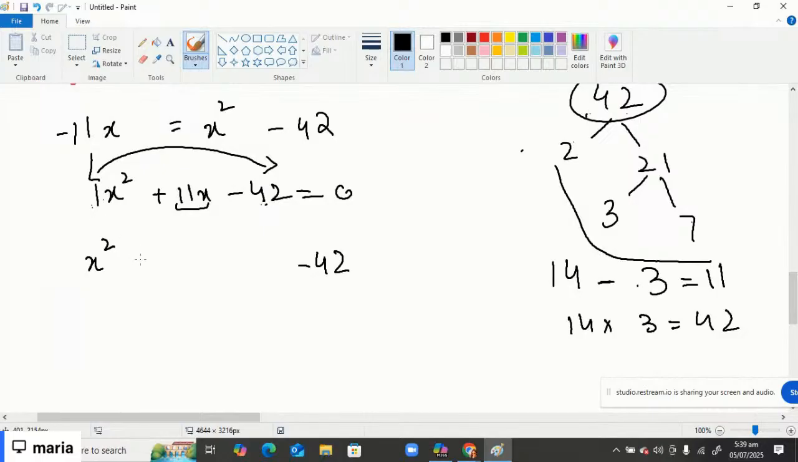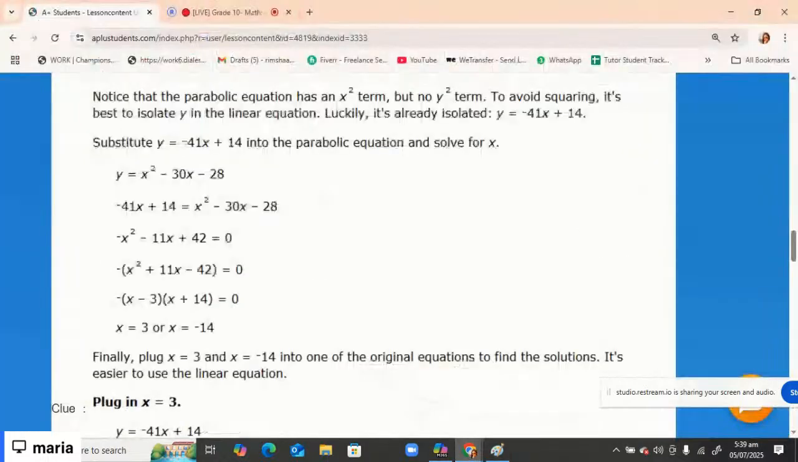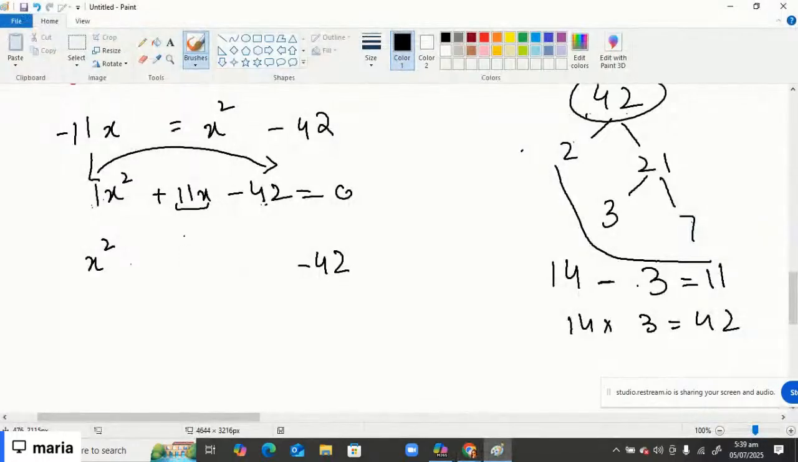So here I'm just going to put it out here. This is a basic thing. I'm going to put it out here. Plus 14x minus 3x. Do you understand this one? When you subtract, you get the answer of the middle. When you multiply, then you get the answer of that one.